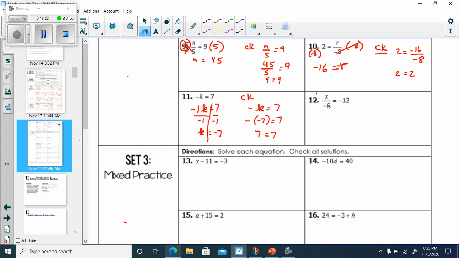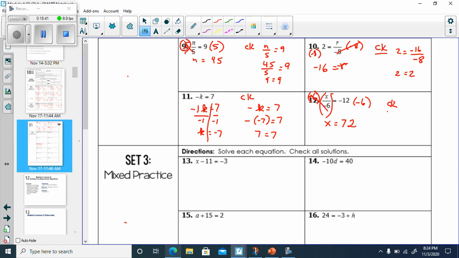This is x divided by negative 6 equals negative 12. The opposite of dividing by negative 6 is to multiply by a negative 6. What I do to one side, I do to the other. Your negative 6 cancels. X is equal to negative 12 times negative 6, which is positive 72.